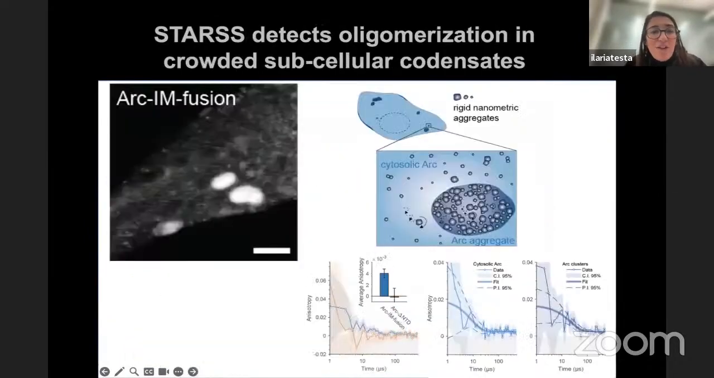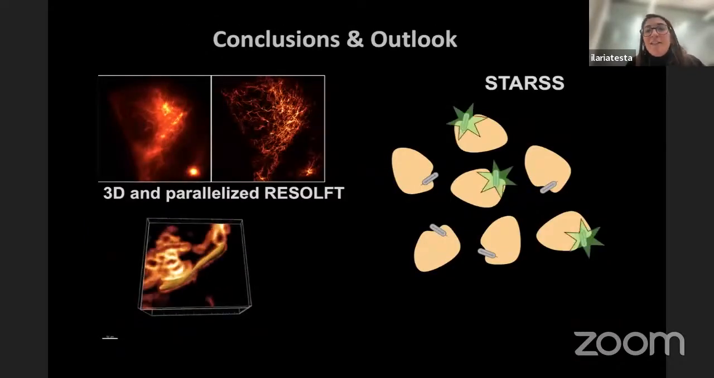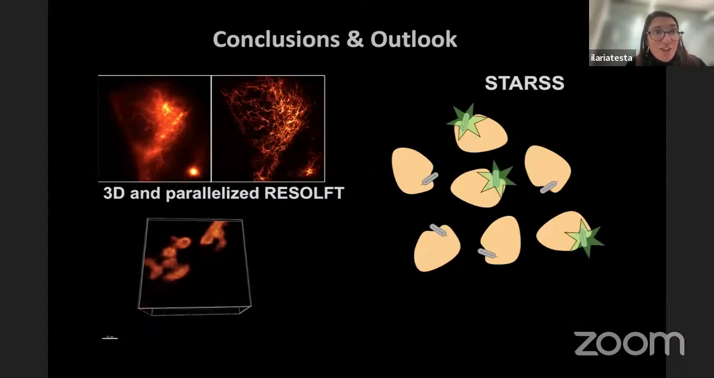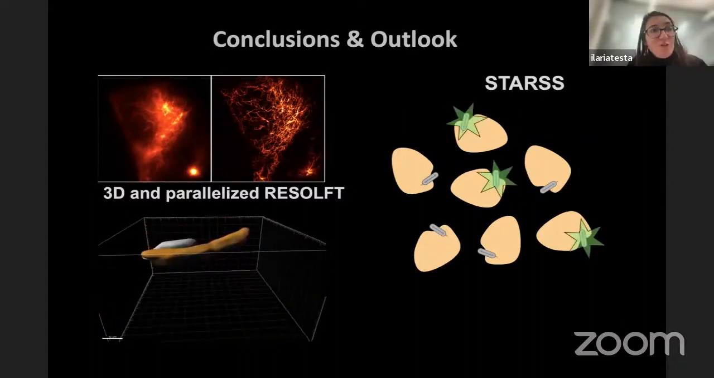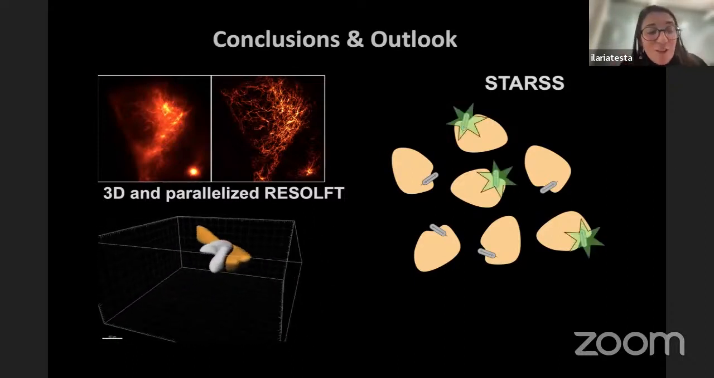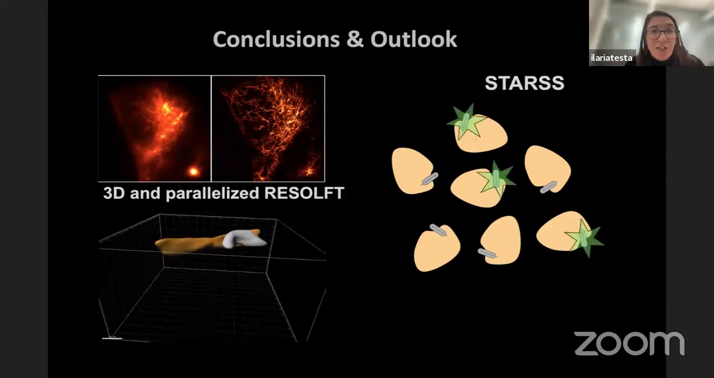Okay, so that was a little bit fast, but just a teaser that you can do a lot of things with photo switching, not only imaging, and we are actually very excited to get more into spectroscopy in situ in a way, or combining different information.